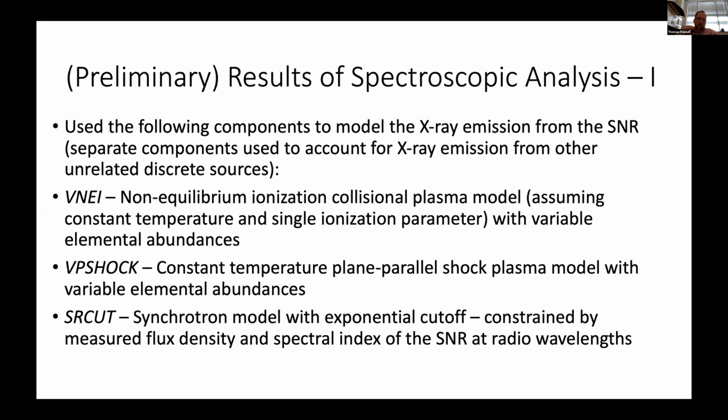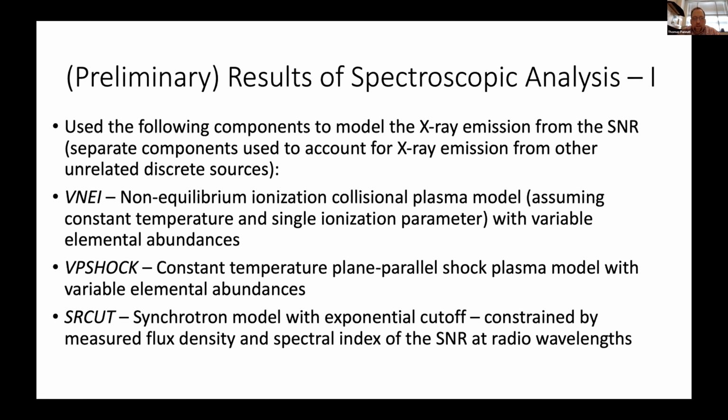And finally, the SRCUT model. In all our fits, we assumed a thermal model to model the low energy emission from the remnant. We would use either a second thermal component, VNEI or VPshock, to model the higher energy X-ray emission, or the SRCUT model. The SRCUT model is a synchrotron-based model with an exponential cutoff to the spectrum.